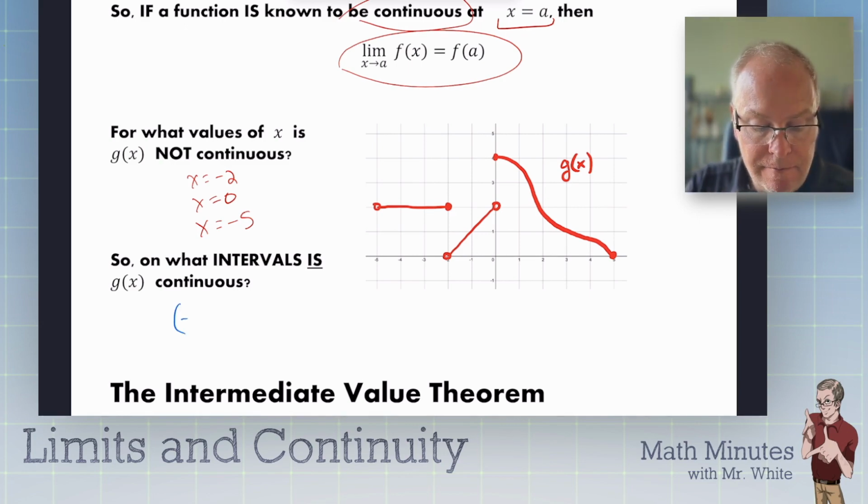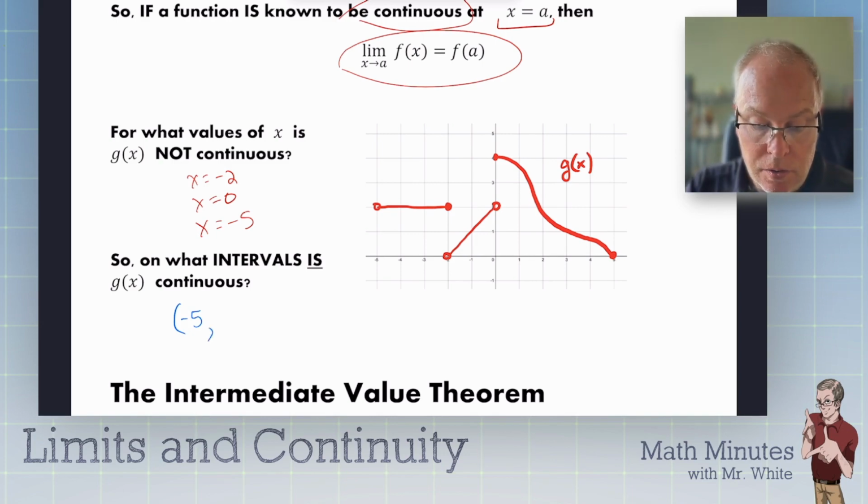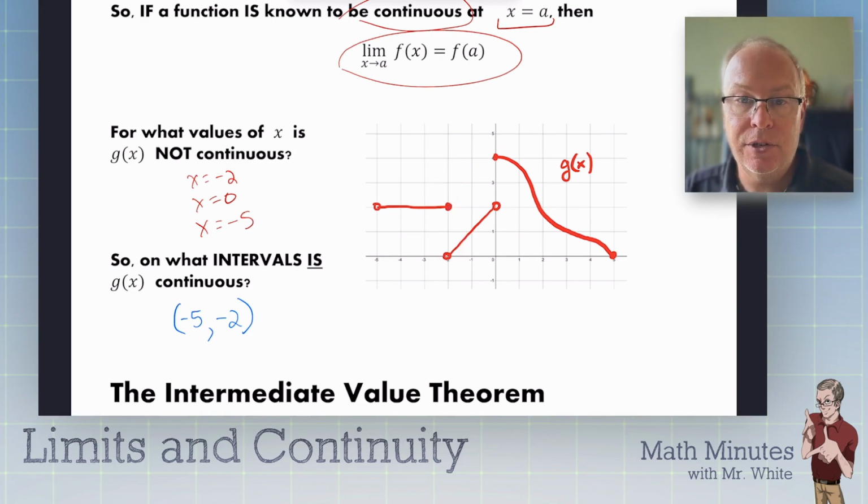So from -5, I'm using a parenthesis because we're leaving that out, all the way up to -2, but I got to leave it out because, as I mentioned before, at -2 we have a discontinuity. So once we finally get there, it's actually discontinuous because it jumps down here.